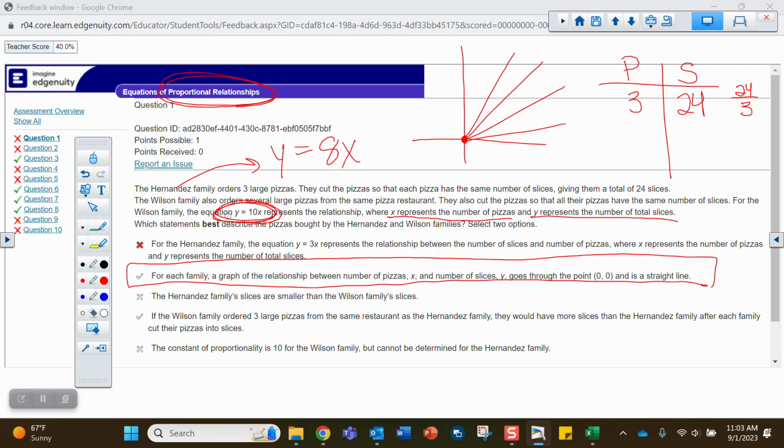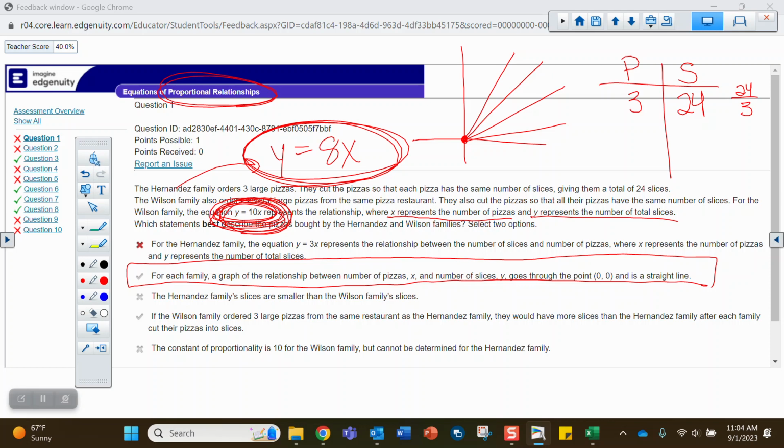We don't know how many pizzas they ordered, so we don't know how many slices they're going to end up with. But we can tell that if they both got the same number of pizzas from the same place, the Wilson family is going to have more slices because they are cutting 10 slices in each pizza versus the Hernandez family that's cutting 8. Doesn't mean they have more pizza. They still both have 3 larges, but they have more slices. Their slices would be smaller.